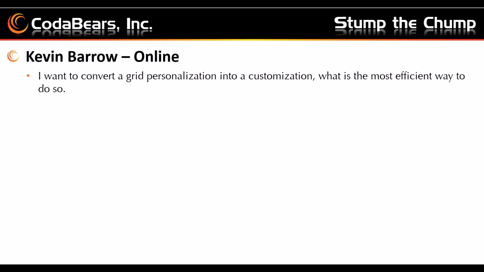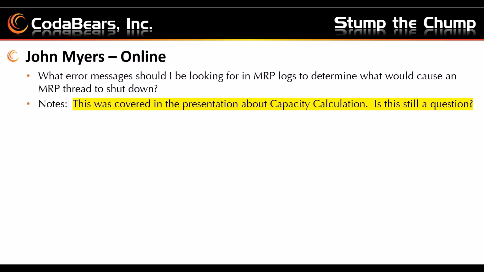Okay, our next one is John Myers. What error message should he be looking for in the MRP logs to determine the cause of an MRP thread to shut down? And that I was kind of going over earlier in the capacity planning session, John.